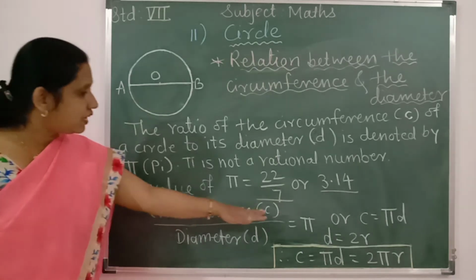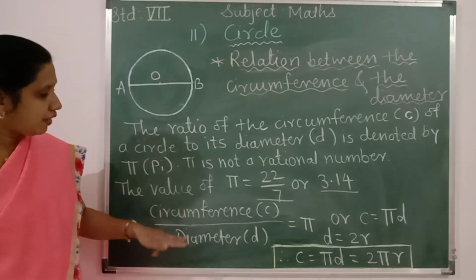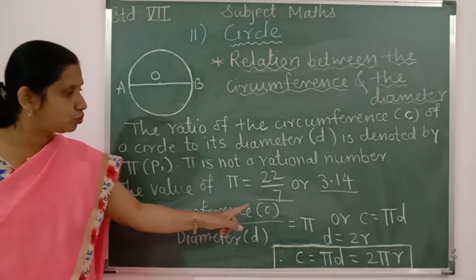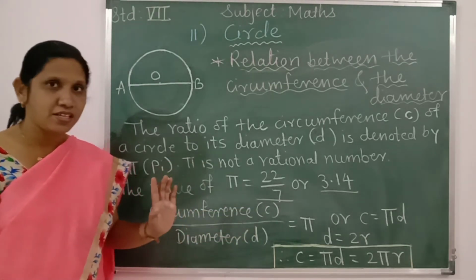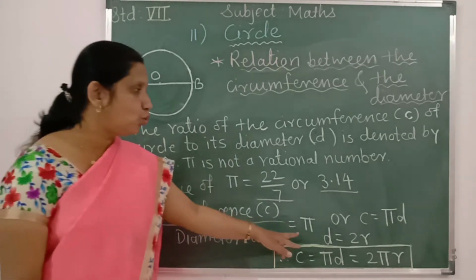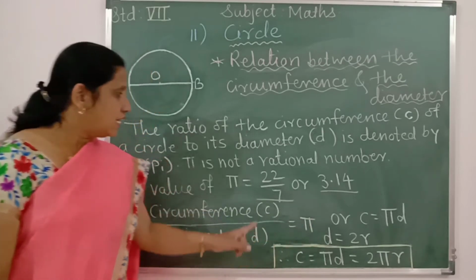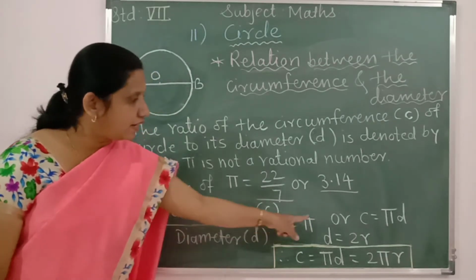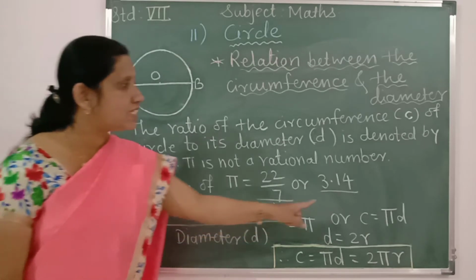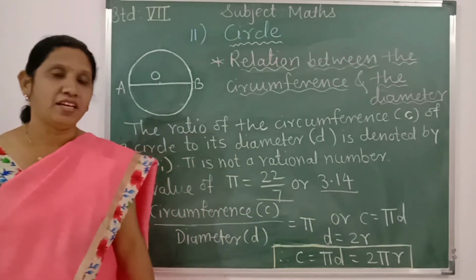So, circumference C divided by diameter D. These are the symbols used to represent circumference C and diameter D, which is equal to pi. Or C is equal to pi d. If you do cross multiplication, you will get C is equal to pi d.